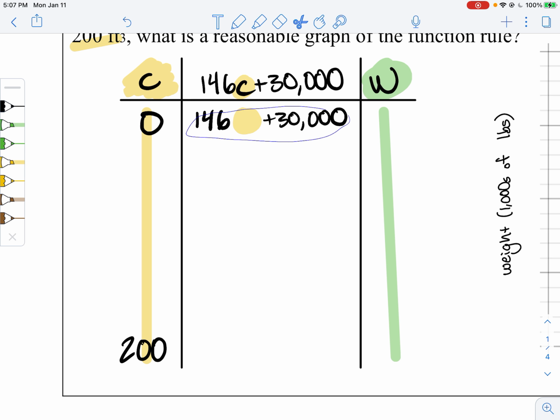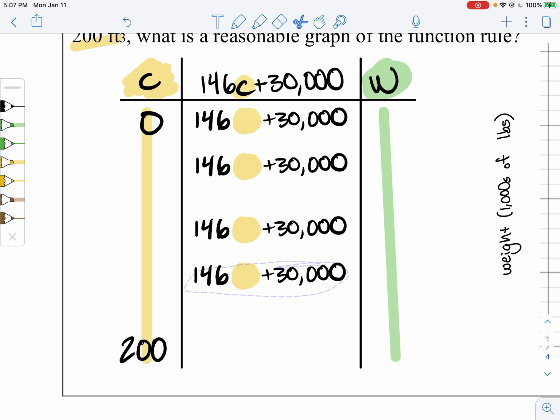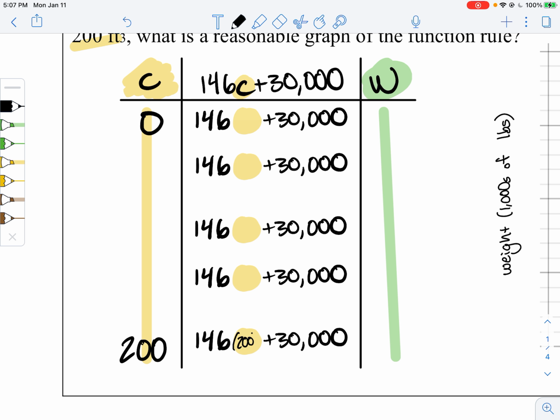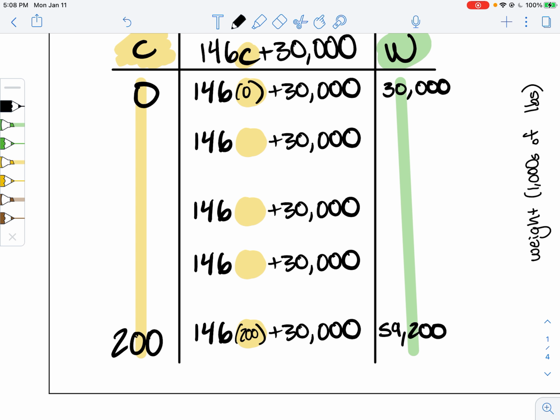Since we're going to do this rule, this pattern, for all of our numbers, I'm going to drag it down here, and we know our last one is 200. Now really, to make a line, you only need 2 points. So 146 times 0, which is 0, plus 30,000 is 30,000. Great, we got that point. And now on the bottom, 146 times 200 plus 30,000 is 59,200. Okay, great, and we could make a line out of that, but it's always good to have at least 3 points. We're going to do 5 just for the fun of it, for easy graphing.